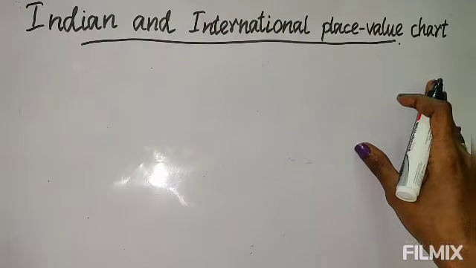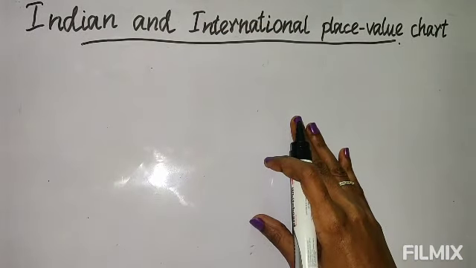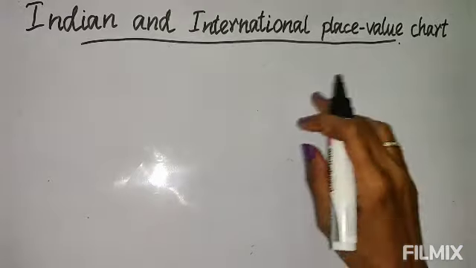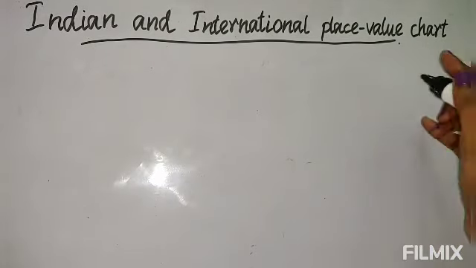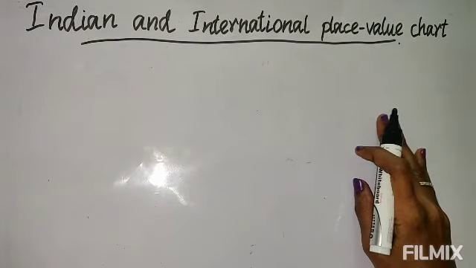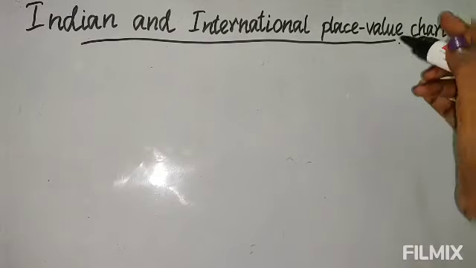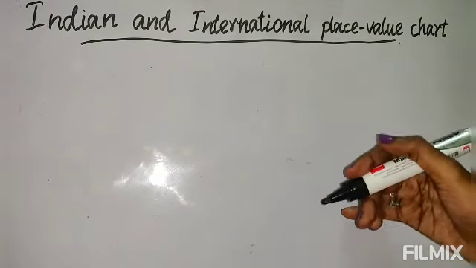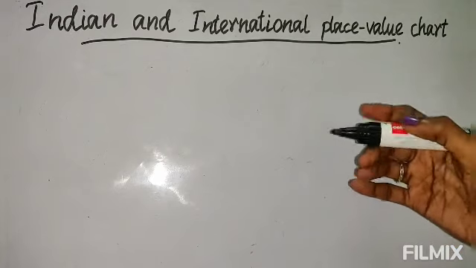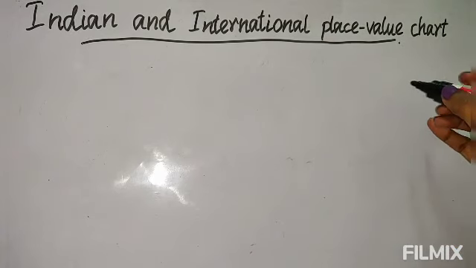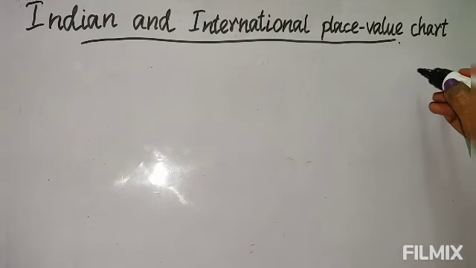Good morning children. Today we are going to see the international place value chart. Already I have taught you the Indian place value chart, the periods and the places. Let's see that first, the Indian one. Then you compare it with the international, then it is easy for you to understand. I think last year also I taught you.